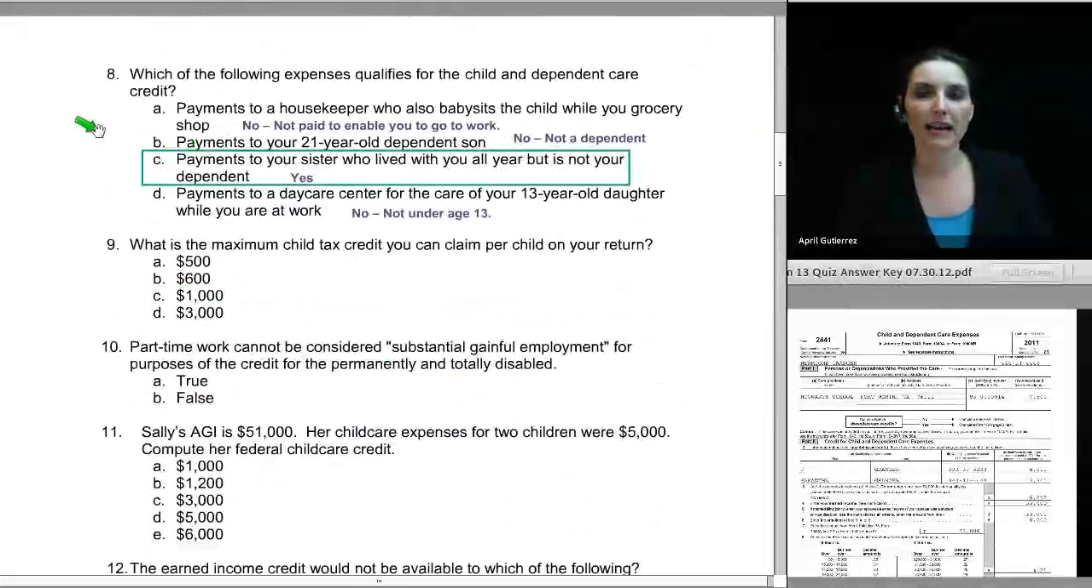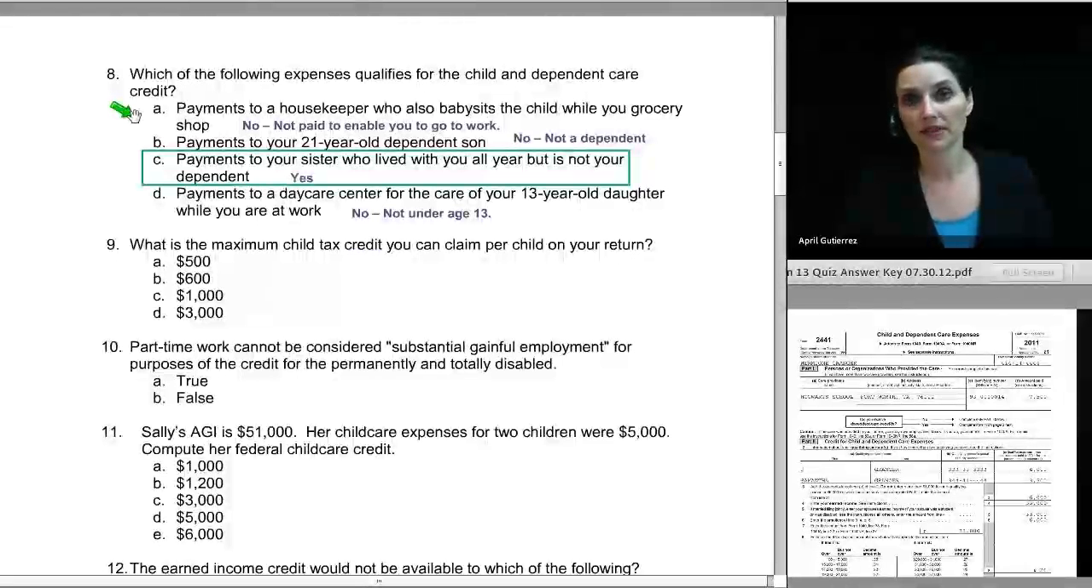The next question in line, number 8. Which of the following expenses qualifies for the Child and Dependent Care Credit? And we provide option A, payments to a housekeeper who also babysits the child while you are grocery shopping. Definitely not. The IRS even provides that somewhere in its examples or illustrations as a description of something that is simply not allowed. It's not allowed for 2 reasons.